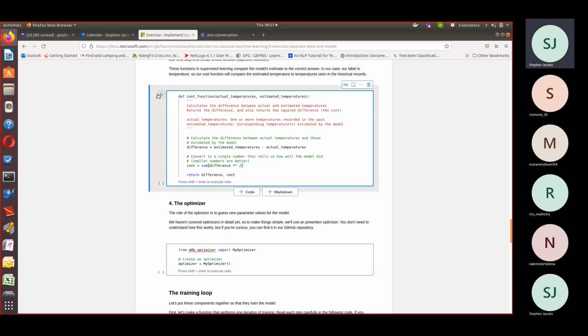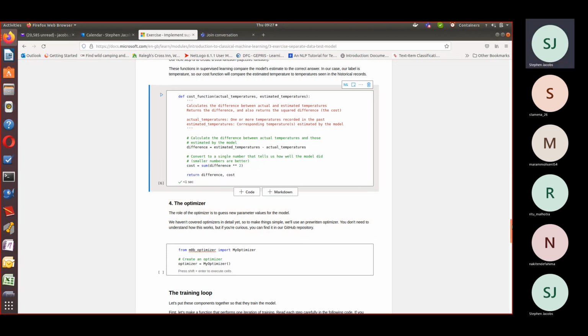Let's just run this first. And you can see that if we look at this, we don't print anything, we just return it. So we wouldn't expect to see anything visible here because nothing's being printed. But running that function simply returns the cost, the difference and the cost, sorry.